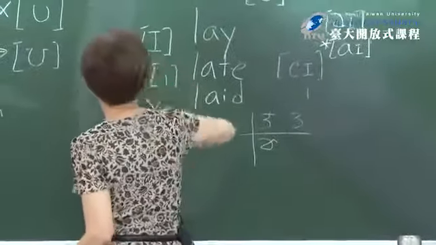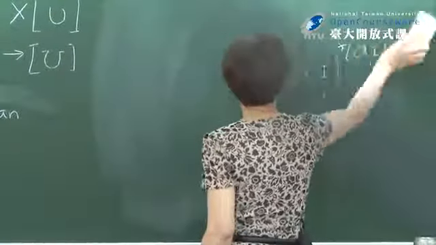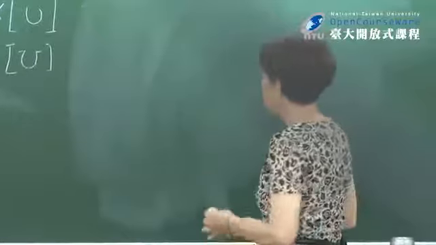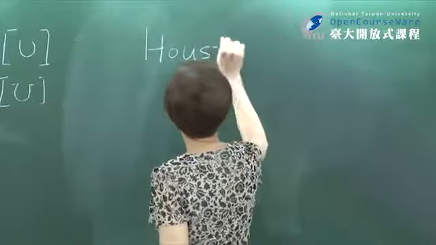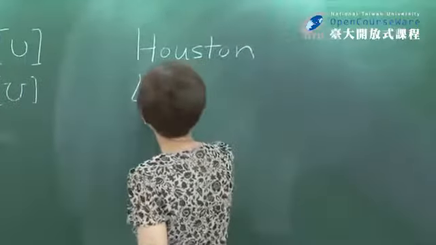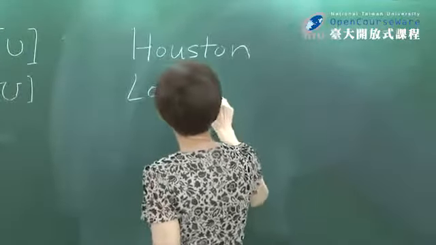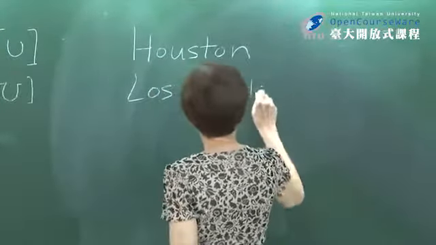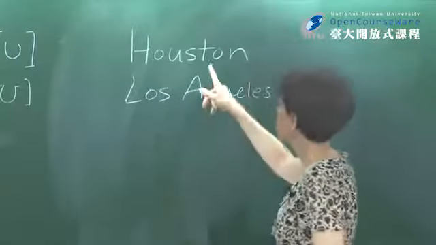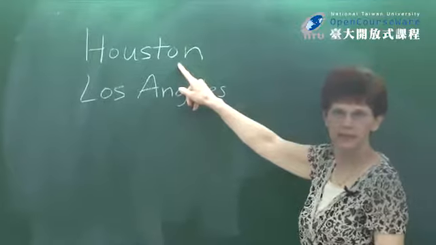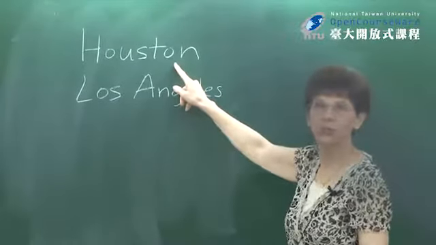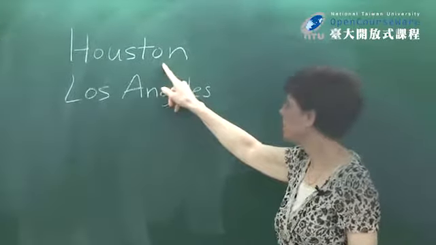Let me get rid of some of this. I can think of two place names that are different in British, and they used to make me laugh, but now I'm used to it. All right, this is in Texas. Since we're talking about Texas, maybe that's why I thought of it. How do we say it? Houston. Very good. That's American. Houston. And this one?